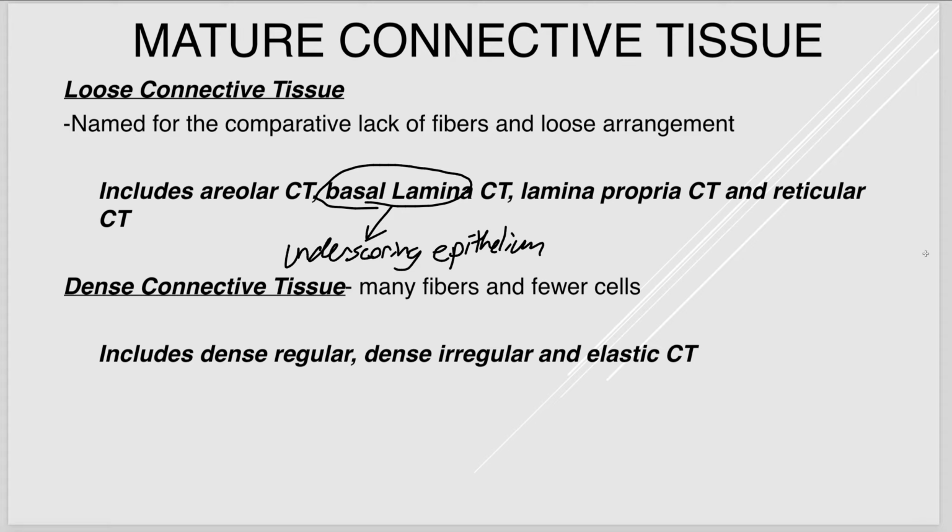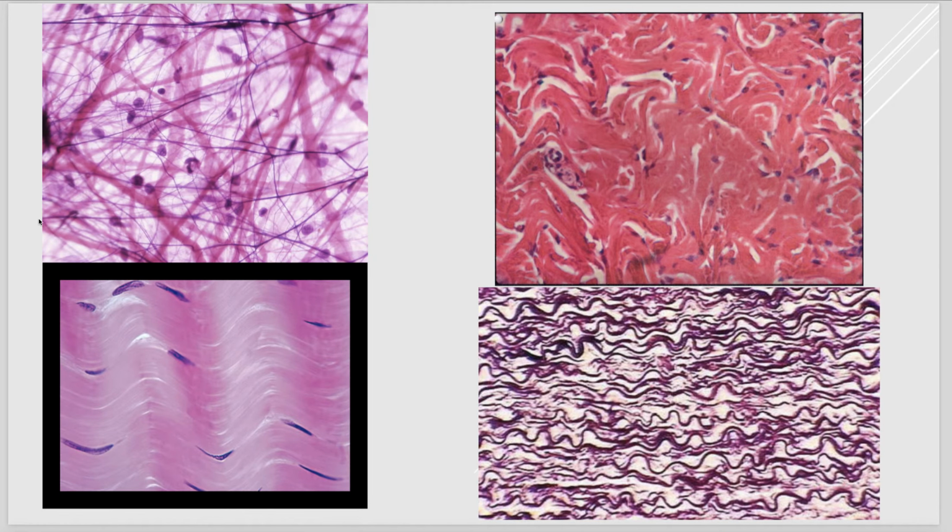Dense connective tissue, lots and lots of fibers, fewer cells. We have dense regular types, which are found in tendons and ligaments. Dense irregular, which we see in areas like the dermis of the skin, and elastic connective tissue, which is pretty abundant throughout the body. So this is areolar connective tissue, this is dense irregular connective tissue, this is dense regular connective tissue, and this is elastic connective tissue.